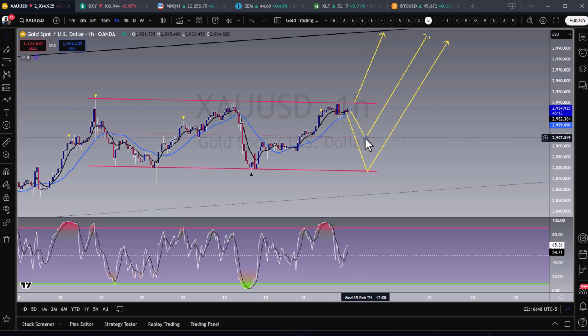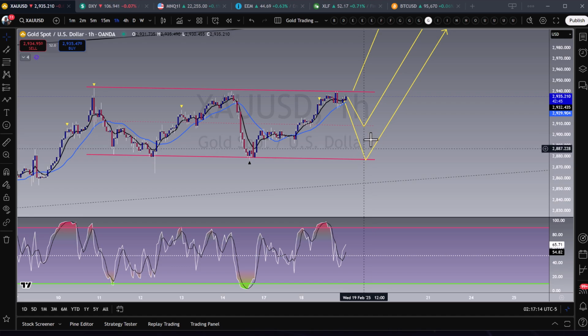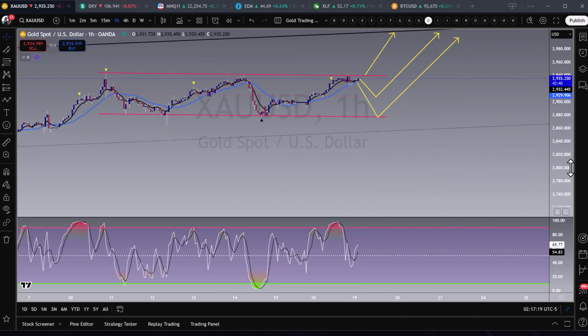Now, first target on this, if it does head to the downside, would be 2907, or somewhere in that neighborhood, and then we could see a bounce there and break this channel after that, or we could go all the way back down to the bottom of this channel, which would be somewhere in the neighborhood of 2879, and then push up, or we could just push back up, break out, and continue our upward move.